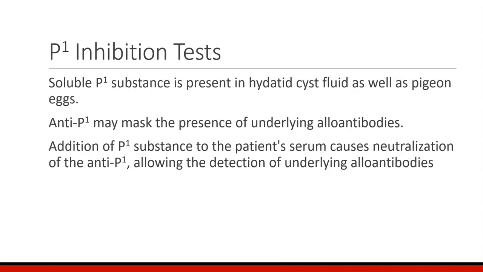P1 inhibition test, I want you to know soluble P1 substance is present in hydatid cyst fluid as well as pigeon eggs. Anti-P1 may mask the presence of underlying alloantibodies if they react very strongly and they have high thermal amplitude. Addition of P1 substance to the patient's serum causes neutralization of the P1 antibody, means it goes away, and it allows the detection of underlying alloantibodies. And I can't say this enough. These little tools in our toolbox, these are done after the complete initial workup is performed.